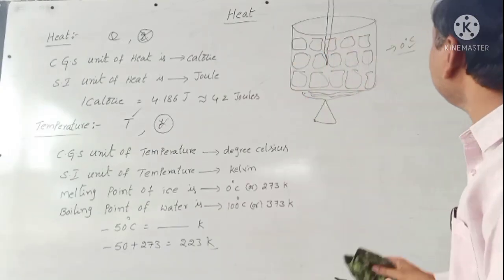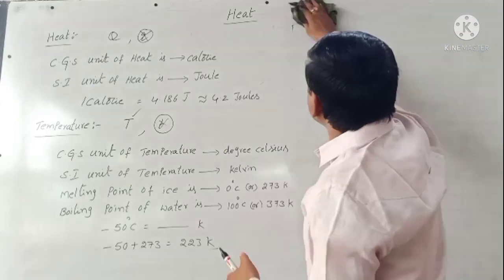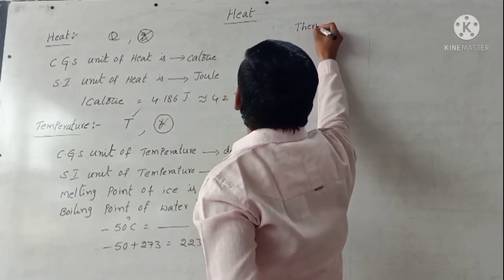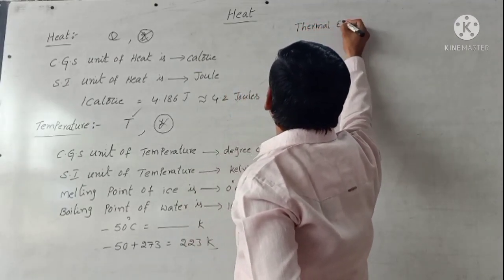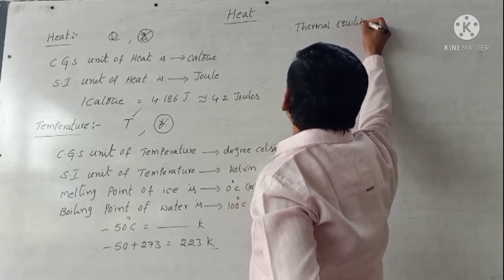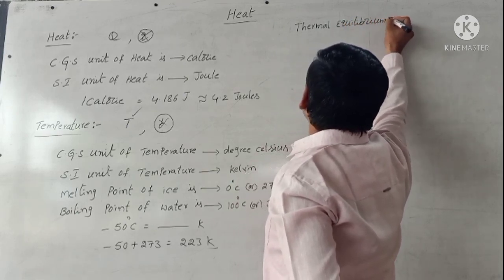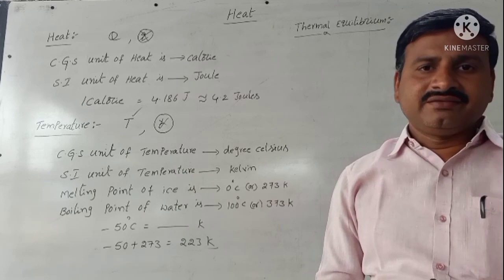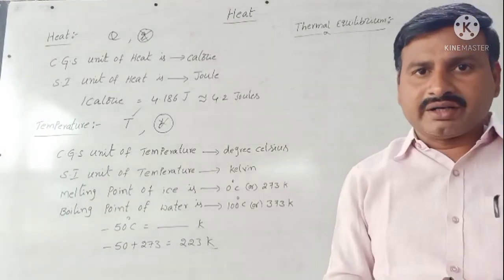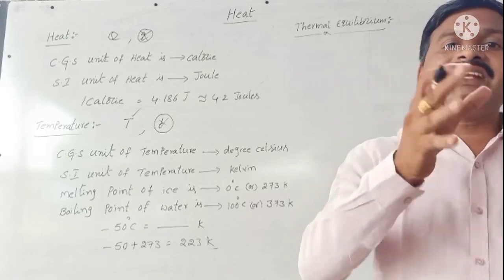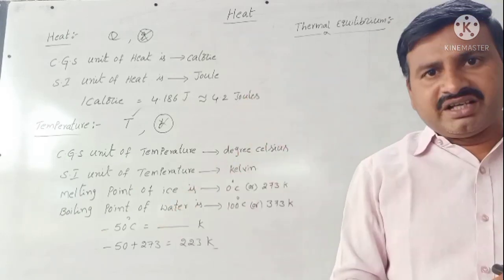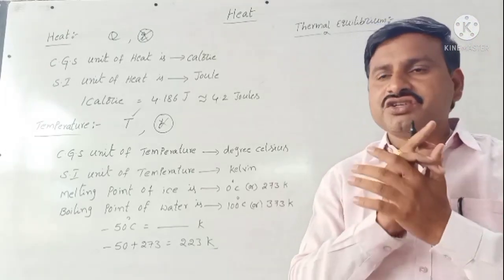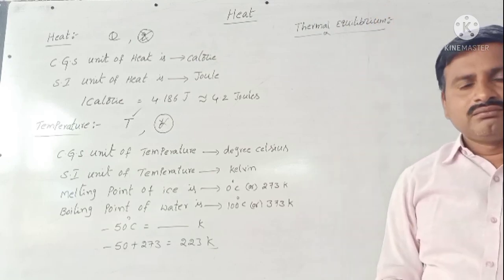After that, what is thermal equilibrium? Thermal equilibrium means when two bodies are in contact, but no heat is transferred from one beaker to another beaker. That means finally both bodies have the same or equal temperature. It is called thermal equilibrium.